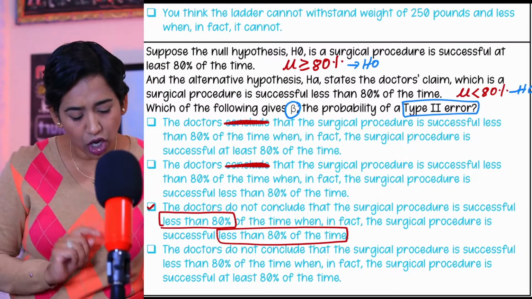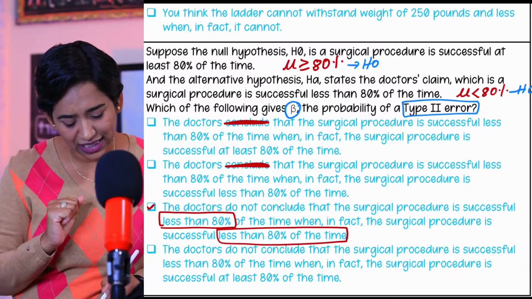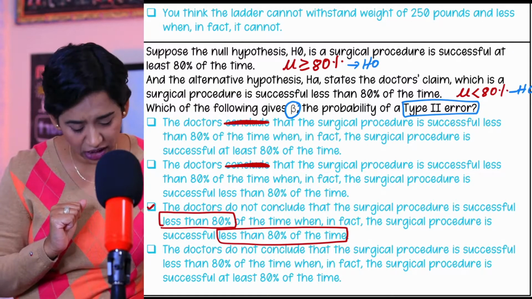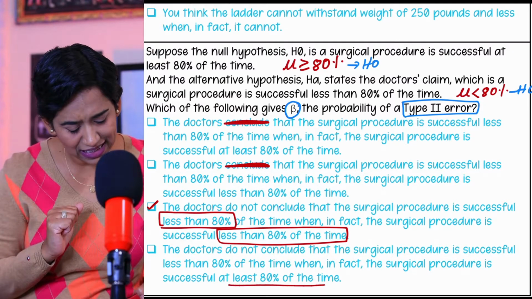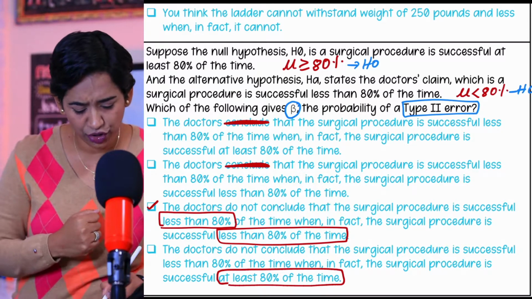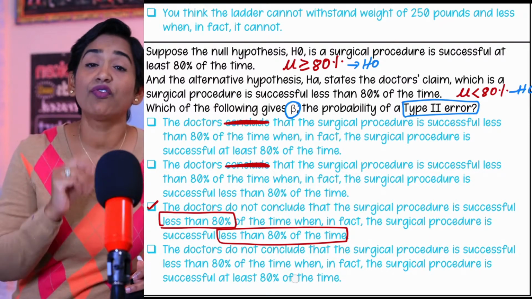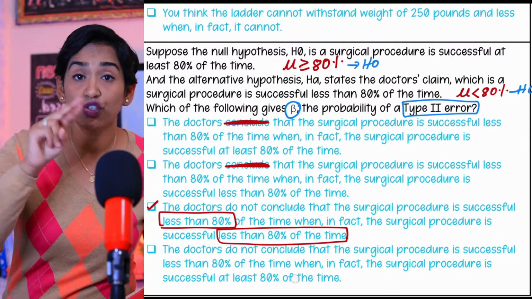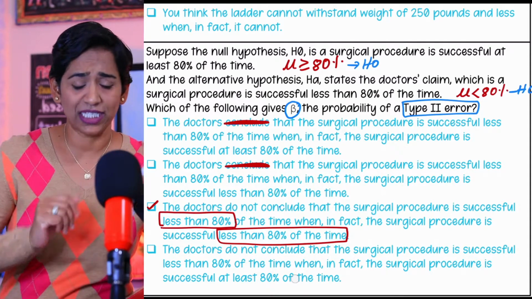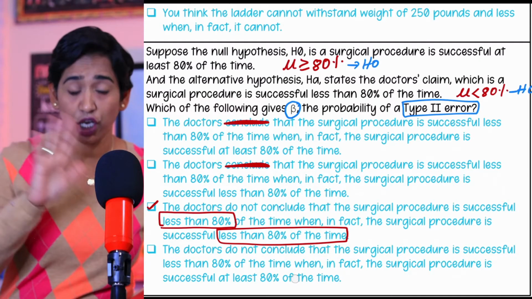The doctors do not conclude, the verbiage is check, that the surgical procedure is successful less than 80% of the time, where in fact the procedure is at least 80% of the time. No, it's not. It's always HA is true. So this is not my option. So be very, very careful when you're doing it. Your HA should repeat twice. Again, if you have any questions, probably we will do a quick session for all of us, but we'll talk about that later. So please read and check your verbiage.